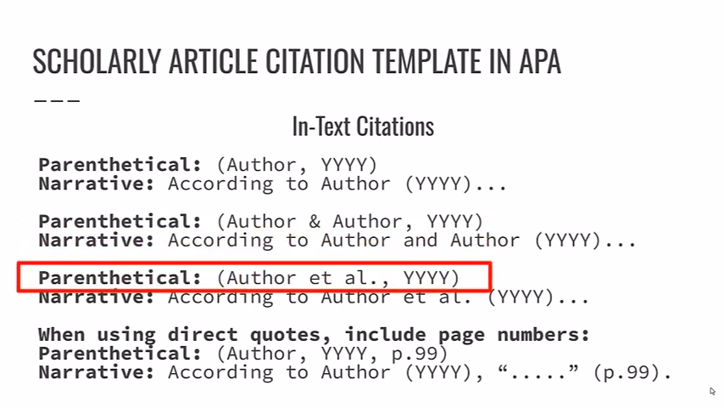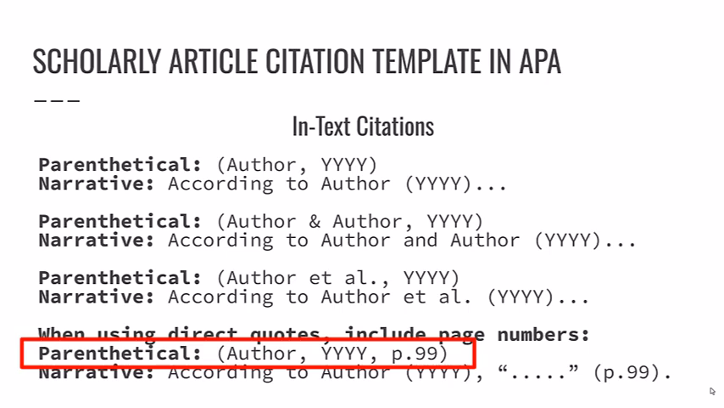For three or more authors, you'll use only the first named author's last name, followed by the phrase et al., followed by a comma and the year of publication. In any of these formats, if you are directly quoting material, you'll follow the year with a comma and the page or page numbers from which the material was quoted.